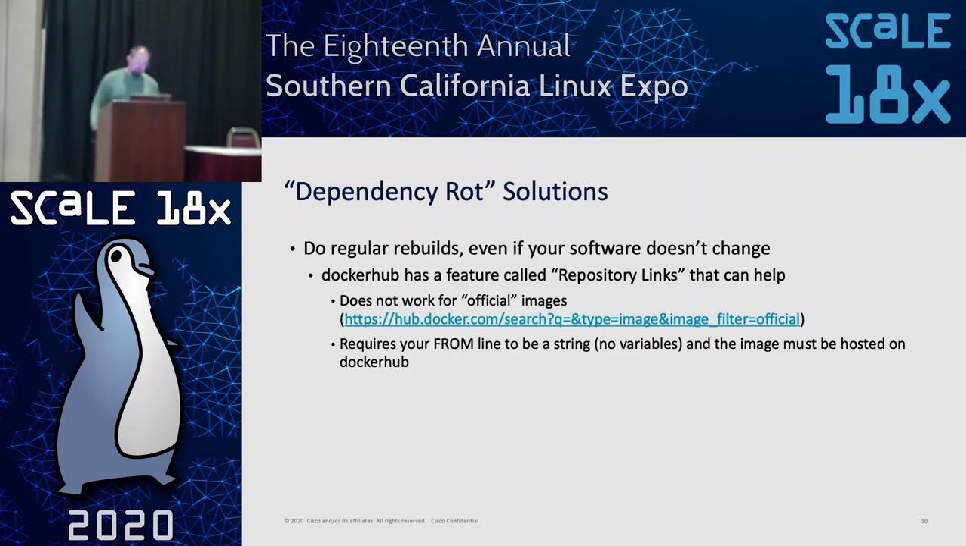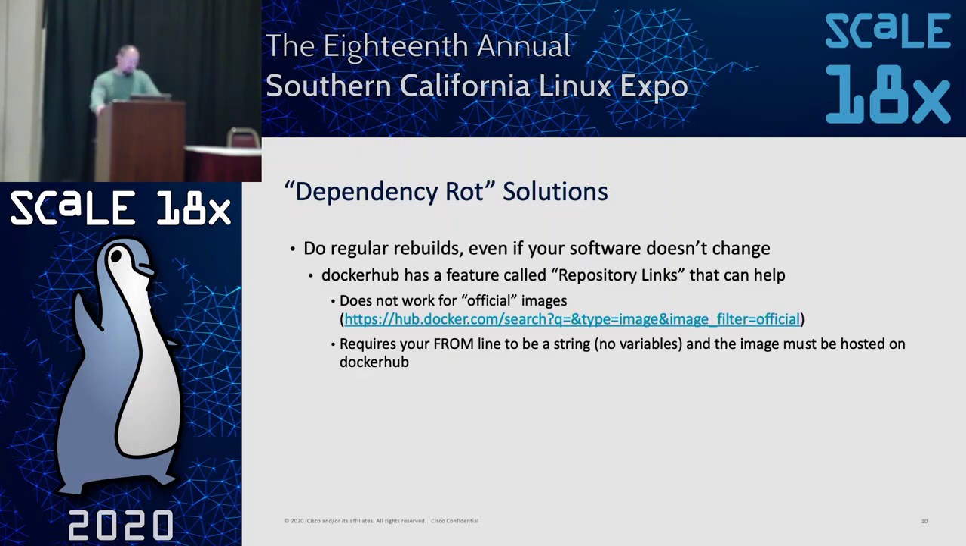Other solutions here: do regular rebuilds, even if your software doesn't change. You can add a build rev to the end of your project. Your December version might be 1.2.3; add a -1, -2, -3. Yeah, your software didn't change, but it's a new build rev, and you're publishing it because guess what? It's been 3 months. There's some CVEs. Let me publish that out there. Let me get you an update.